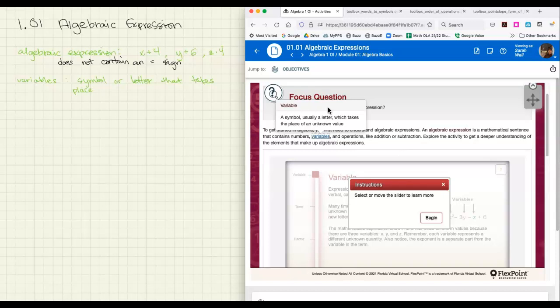Or takes the place of an unknown value. So what does that mean, right? That's like X, Y, Z, H sometimes, lots of any letter. So those are like the first things.